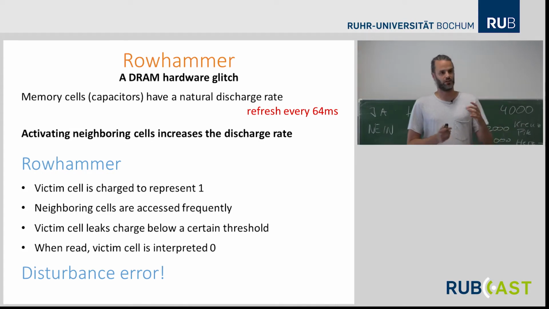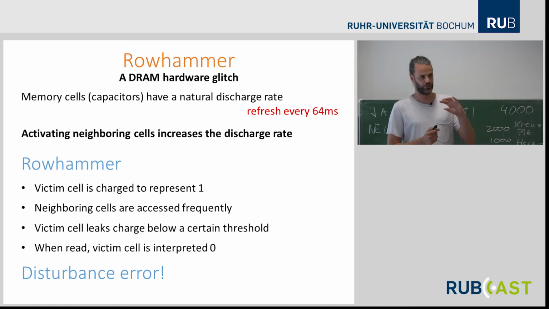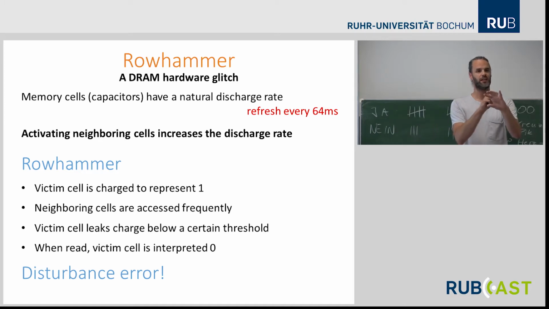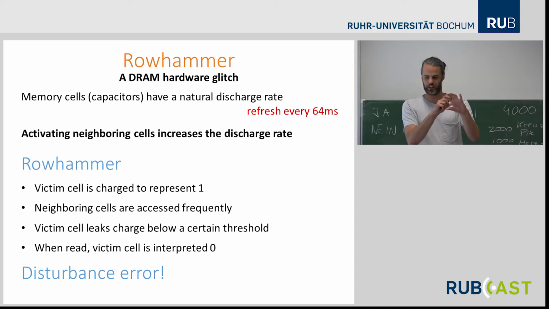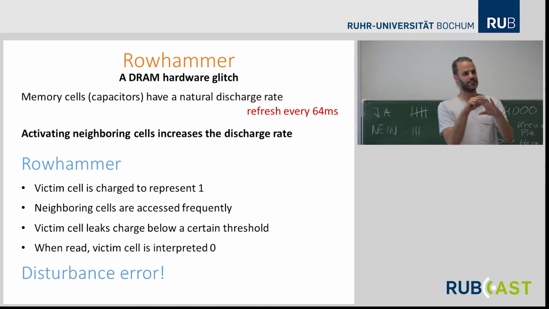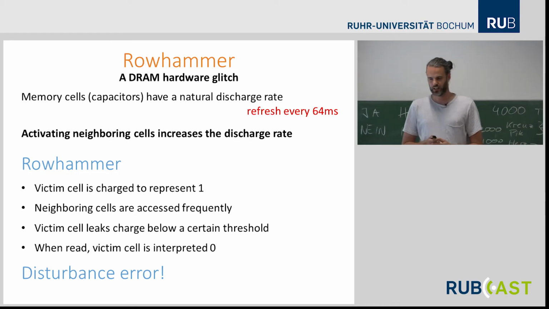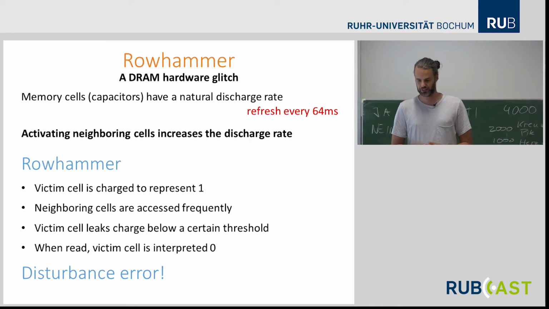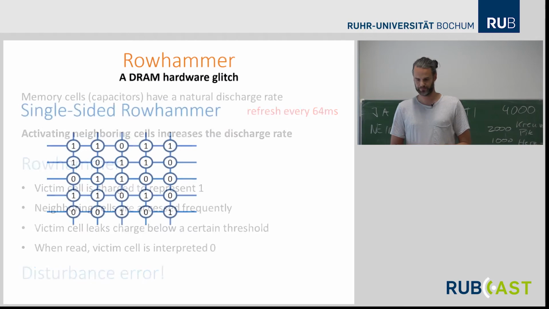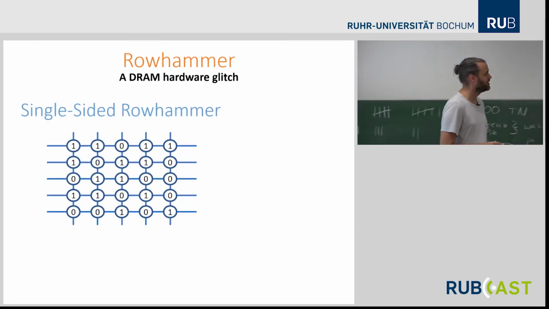In Rowhammer, you have a victim cell that you store a 1 in, with a high charge. Then you access cells that are very close by, very frequently, and this victim cell with the high charge stored will leak its charge faster than it should be, and then when you read it, actually the 1 will be gone and it will be a 0. So you end up with this disturbance error, and basically you're flipping bits in your memory. Now I have a picture of this.